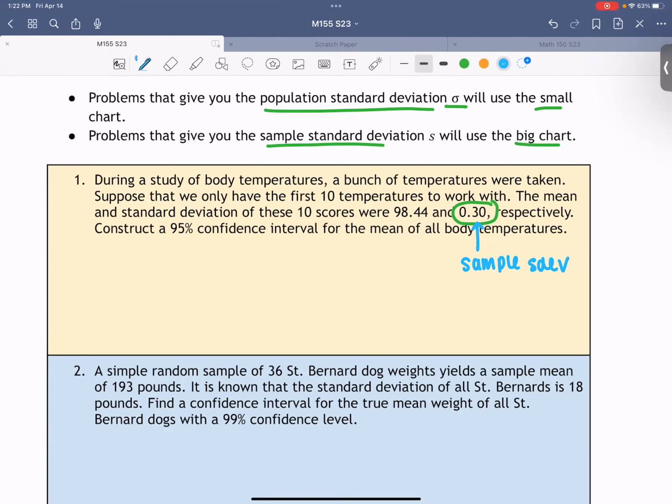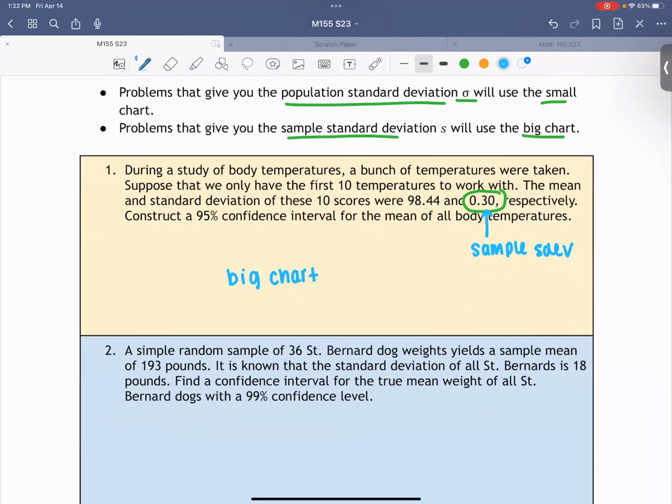So which chart am I using? The big chart or the small chart? Big chart, right? Sample standard deviation uses the big chart. I know this seems really stupid for me to go through these questions and figure out which ones to use, but honestly, it does get tricky if you just skim a paragraph and don't practice before. So why don't we go through the next 4? I'll give you a few minutes to work through these. Just figure out, are we using the big chart? Are we using the small chart? And then we'll come back in a little bit.